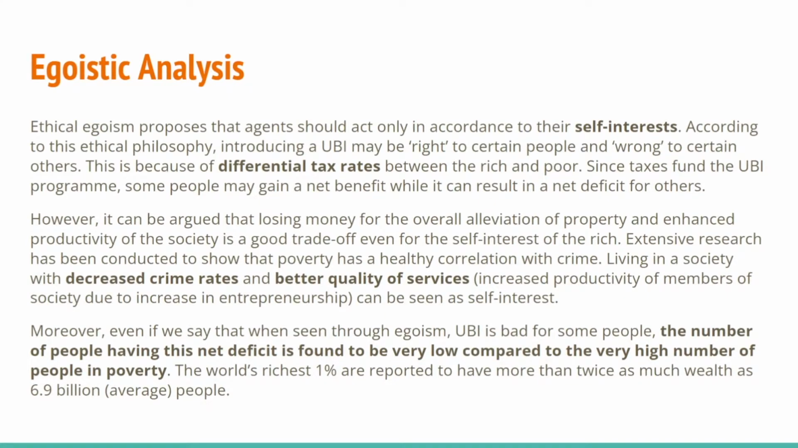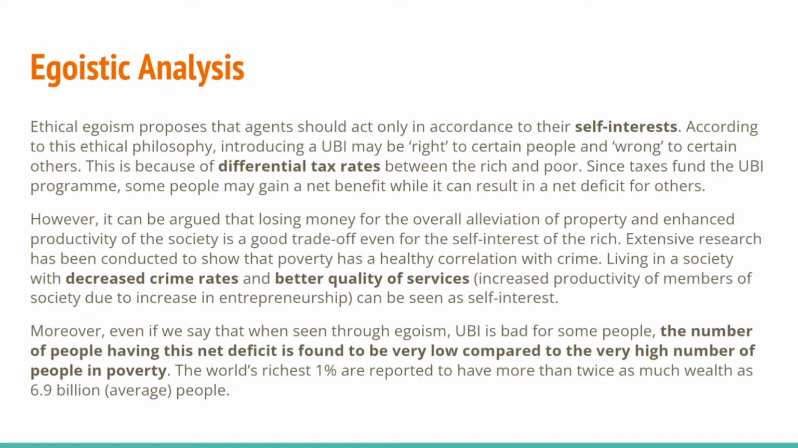This is because of differential tax rates between the rich and the poor. Since taxes would fund the UBI program, some people may gain a net benefit by gaining UBI and spending less in taxes, while it can result in a net deficit for the rich. They need to pay more in taxes, but they gain only the nominal amount of UBI a month. However, it can be argued that losing money for the overall alleviation of poverty and enhanced productivity of society is a good trade-off even for these rich people.